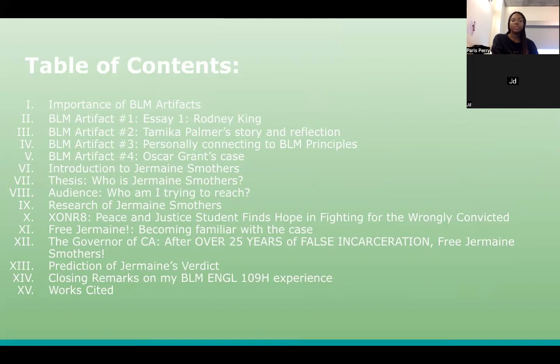And then we're going to introduce Jermaine Smothers, kind of like an acknowledgement of who he is and what he's been through. Then we're going to talk about my thesis and who he is exactly, what his situation entails. Then we're going to talk about our audience, and then introduce you to my research opportunities and what exactly I used to help me discover more about this case. And then we're going to do the prediction of his verdict once his case is opened up. Then we're going to do some closing remarks on my experience and what I've learned from this course, and then my works cited page. So let's get started.